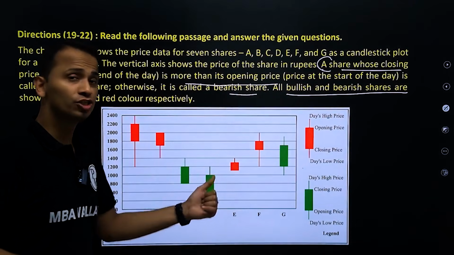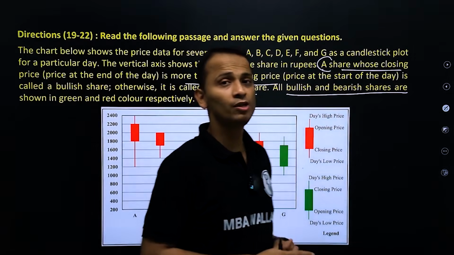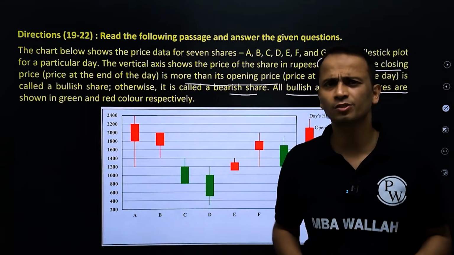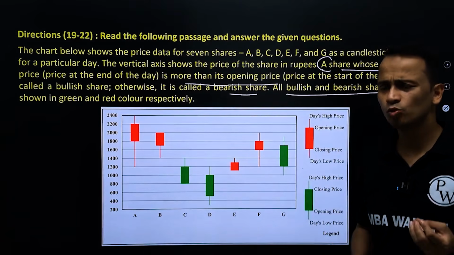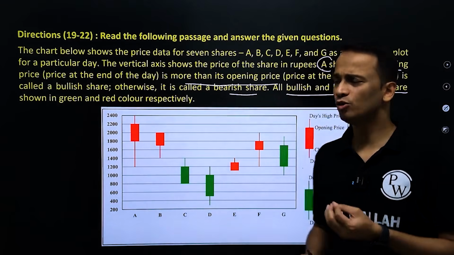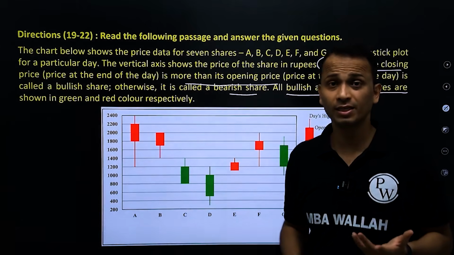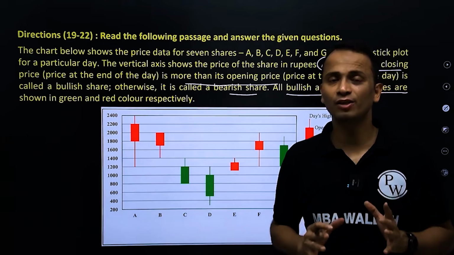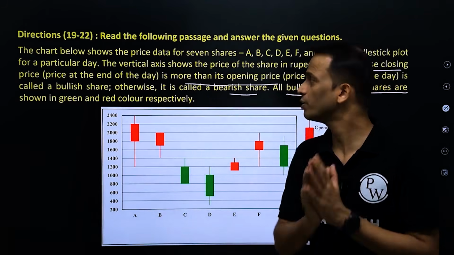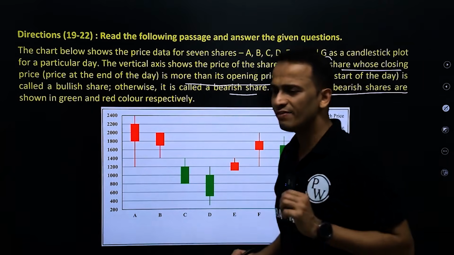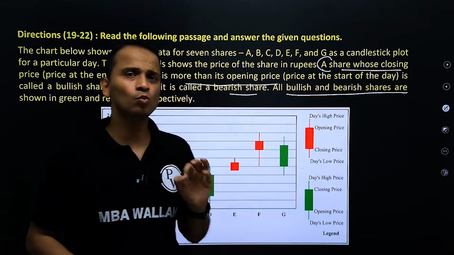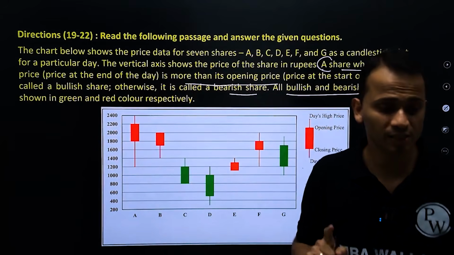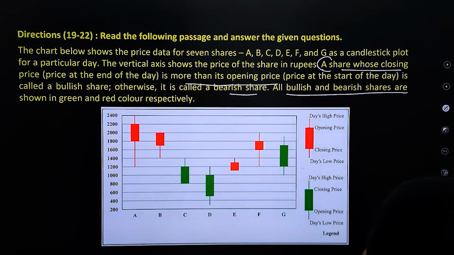Now, a table for 7 shares. Every share has 4 values. 7 into 4, 28 cells will be there in the table. Why waste this much time? For 28 cells, you will require at least 1.5 minutes to tabulate this data, maybe more. So why waste that amount of time if you can easily fetch the values from the graph? Great. So we can say that once we have entered this set, in less than 1 minute, we can jump on to the questions. This is a very important thing that you must apply.